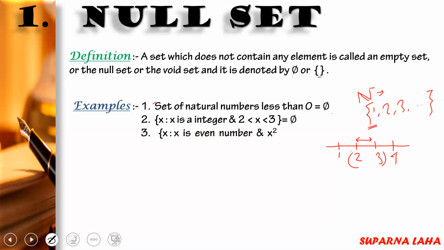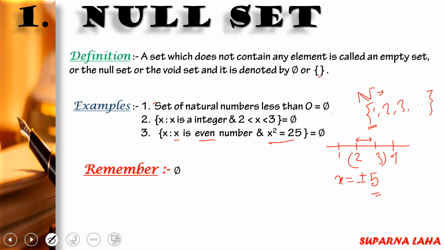Next, x is an even number and x square equals 25. Now if x square is equal to 25, what is x? Plus or minus 5. But what is given? x is an even number. So is it possible that 5 is an even number? No, 5 is not an even number. So x is even and satisfies this equation, this is not possible. So this set is also a null set or an empty set. So this is the concept of null set or empty set or phi set.